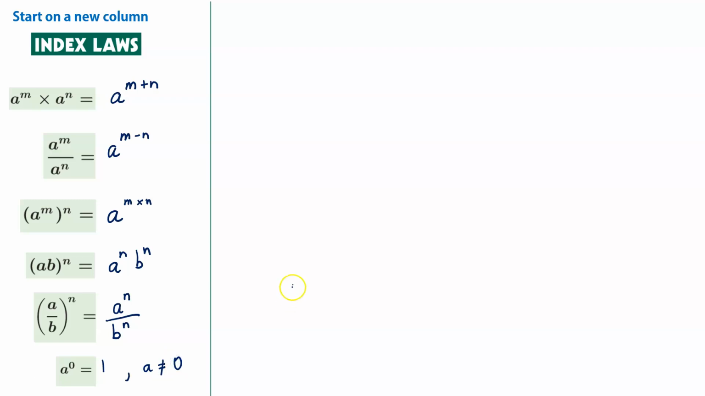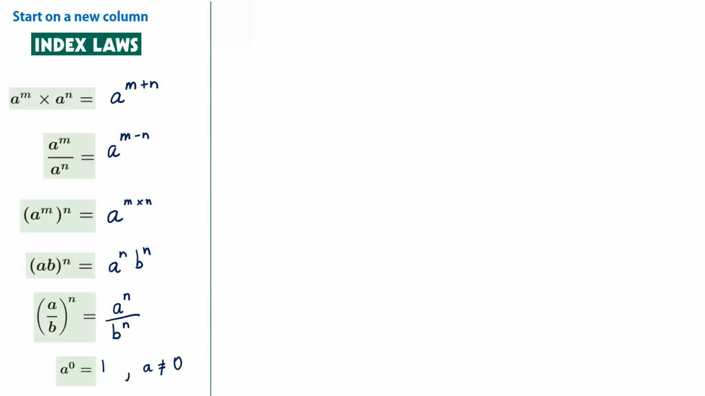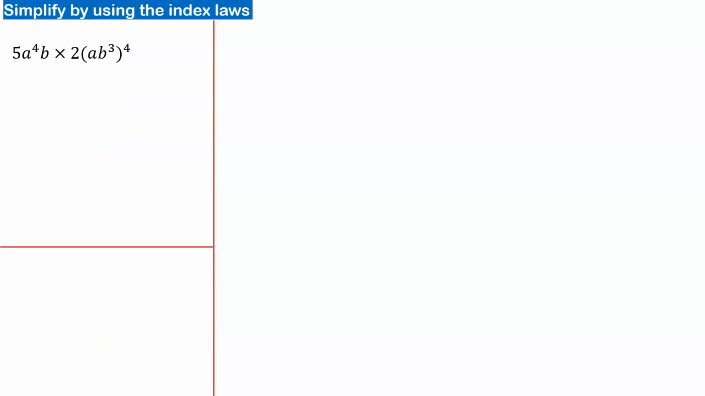If you type in your calculator 0 to the 0, you'll notice that there's an error there. Okay, let's get some examples done. Feel free to just pause the video and then when you're ready, we move on to the next one. So in this one here, we have to simplify by using the index laws. So what we notice is there's a multiplication, and off we go. Don't forget to put equal signs, please.